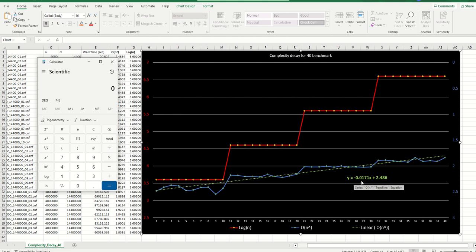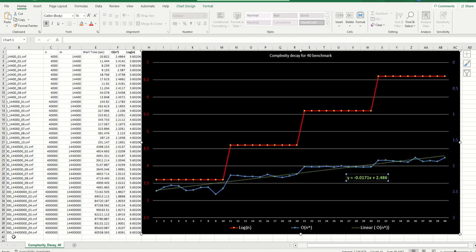So since x represents the number of samples, let's see how many extra samples we will need to reach y equals 1. So considering y equals 1, then it's easy to compute the rest of it. So x is 1.486 divided by 0.171. Okay, so roughly in 90 samples, we should reach a linear run, linear complexity run. 90 samples, that is 50 more.